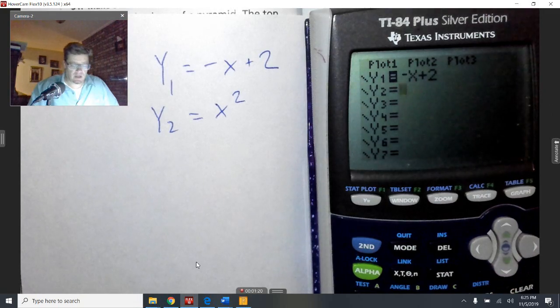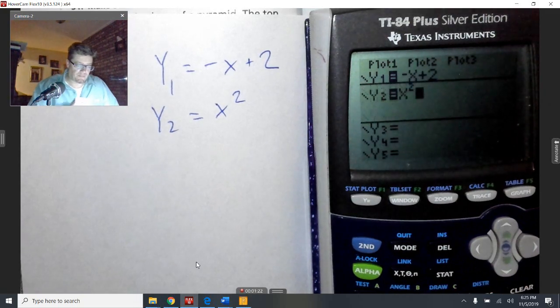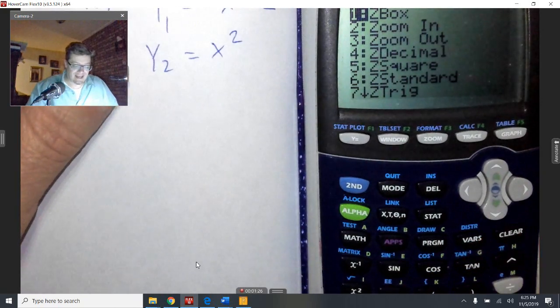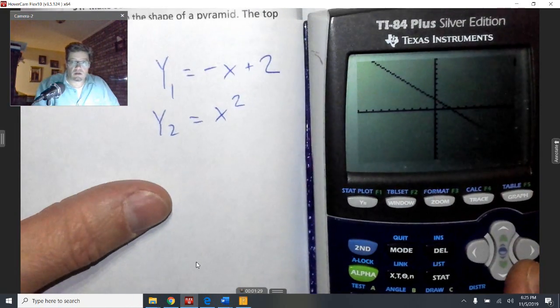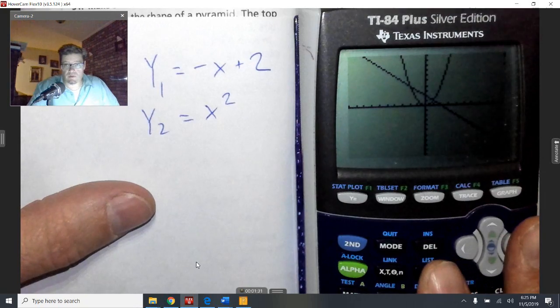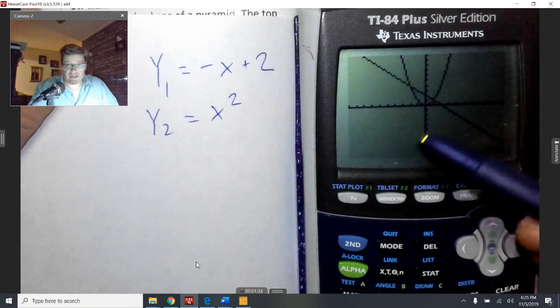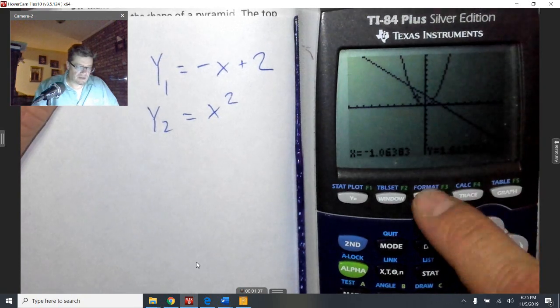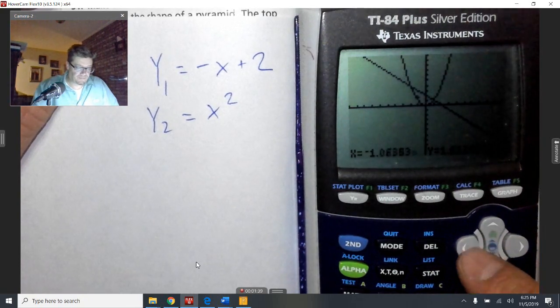That's my line. Now I'm going to go x squared. Remember zoom, and I'm going to go down to standard. So there's the line, there's the quadratic. Now what I will do is investigate here. I'm going to zoom in.